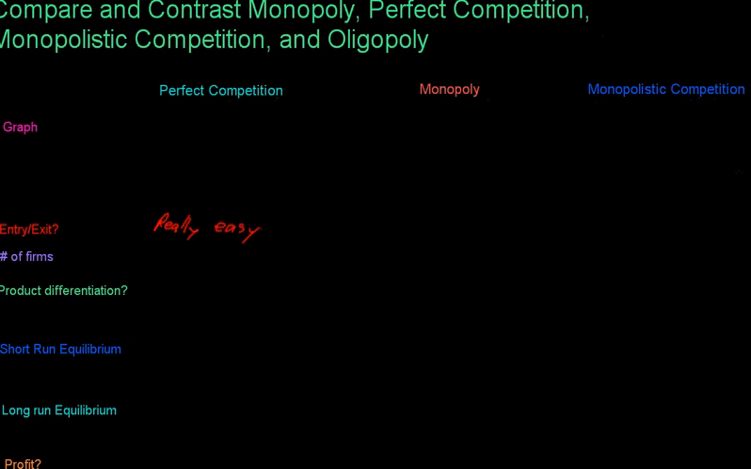Now in monopoly, it's impossible. You can't enter a monopoly by definition because there's only one firm in a monopoly. So I'll just put no here. So there's no entry and exit. In monopolistic competition, again, we have this competition word right here. So we know that there is going to be entry and exit. So we'll put yes. And rather than saying really easy for perfect competition, I really should just say yes to keep this uniform. So I'll just put yes here.